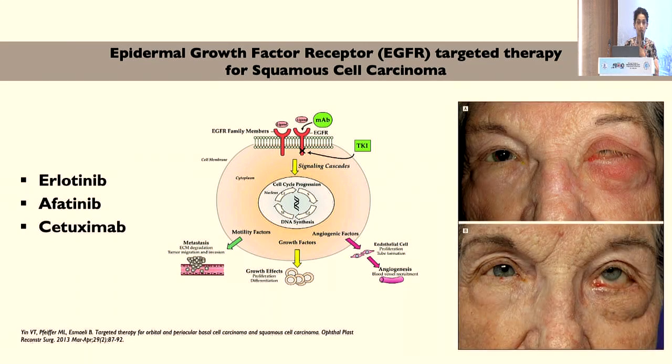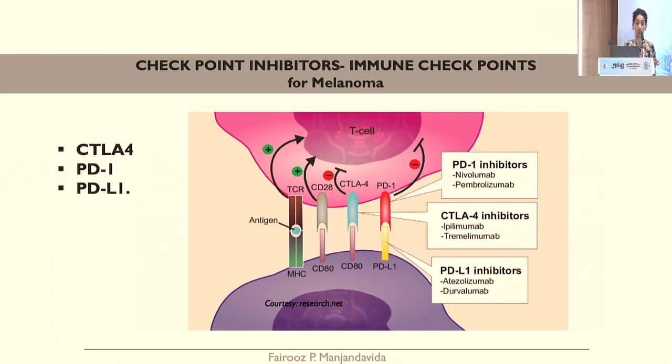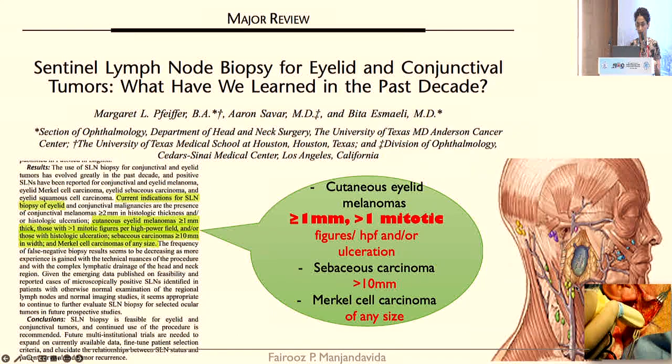I don't have any personal experience in India with this, but this is from MD Anderson, Dr. Ismaili's patient, where they have tried epidermal growth factor receptor inhibitors. So we have various other checkpoint inhibitors which have come into vogue for eyelid melanomas, cutaneous melanomas, CTLA4 inhibitors, PD-1 and PD-L1 inhibitors. So these are, again, many monoclonal antibodies which have come up as targeted therapies.